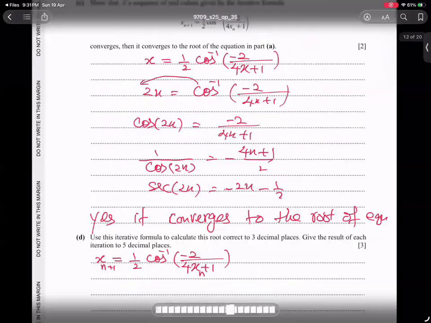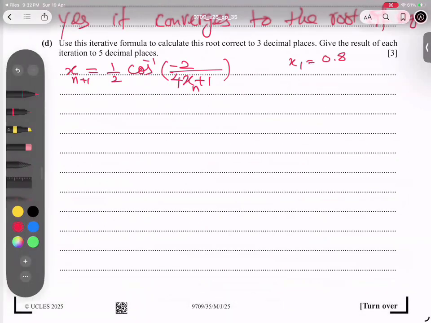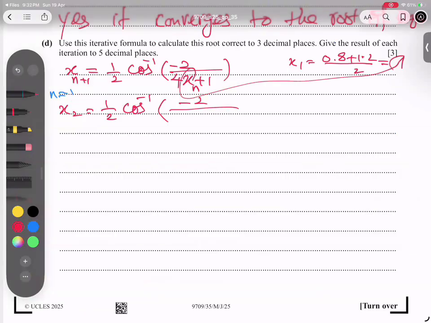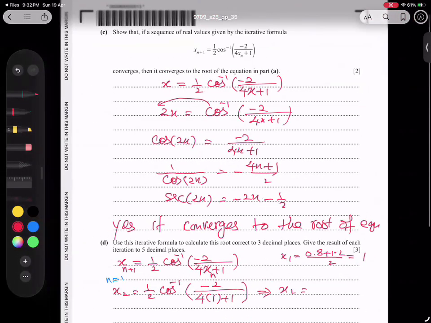So I'm starting now. First of all, what is the way of starting? I will find x1 is equal to 0.8 plus 1.2 divided by 2. I got a 1. So replace every n by 1. So when I place n as 1, I got a 2 here. So I'm writing here cos inverse negative 2 over. So when I plug in 1 here, x1 is 1. So I'm going to plug in 1 here. Let me recheck once again. Plus 1 inside, negative 2, all correct.